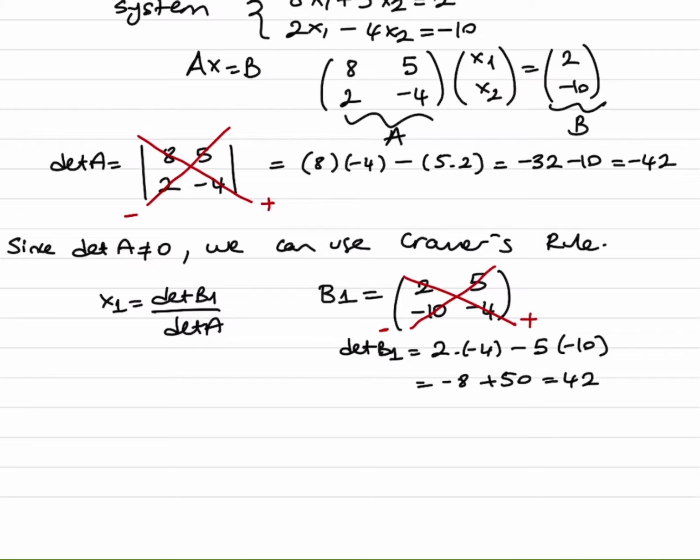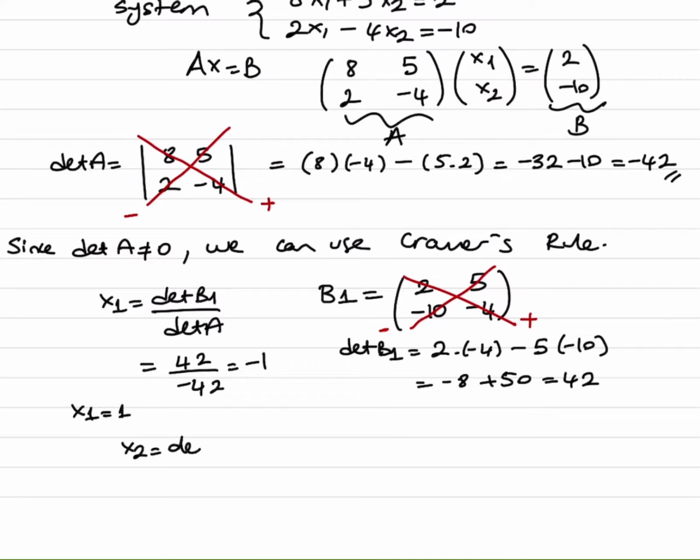But the determinant of A was minus 42. So what is x1? The determinant of B1 is 42, and the determinant of A is minus 42. So x1 is equal to minus 1.